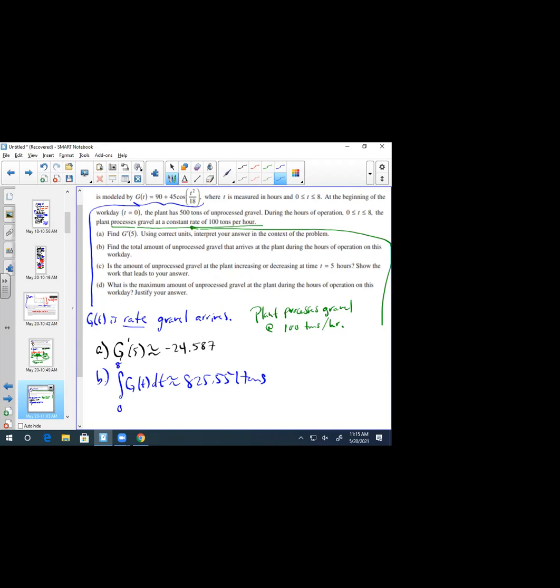So therefore, I'll read you exactly what they say. You ready? At time t equals 5, the rate at which unprocessed gravel is arriving is less than the rate at which it is being processed. Therefore, the amount of unprocessed gravel at the plant is decreasing at time t equals 5. Does that make sense? That should make sense. Okay.